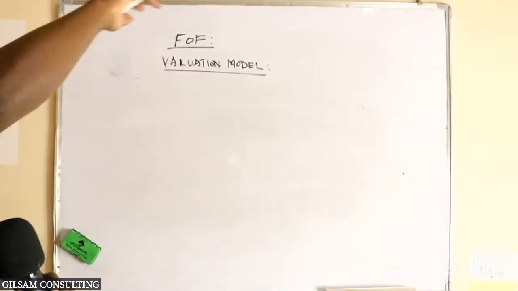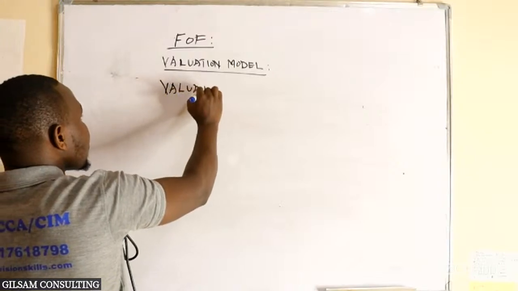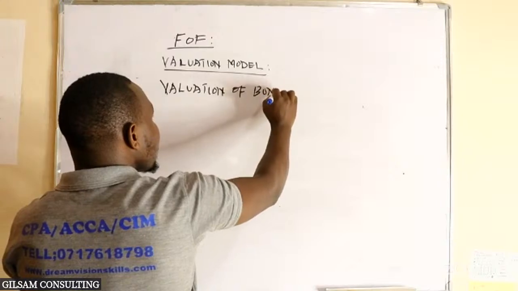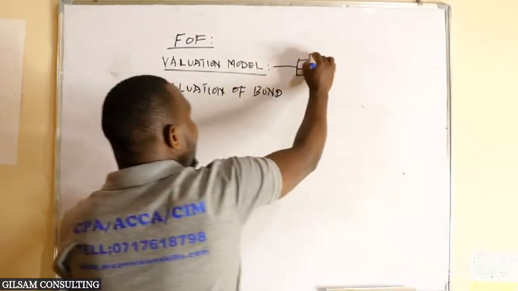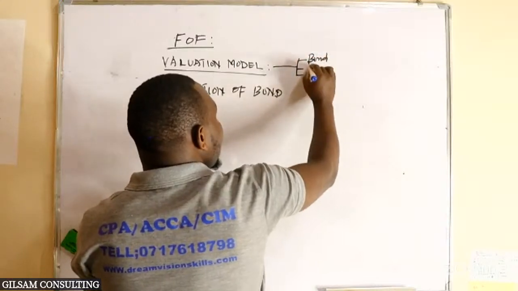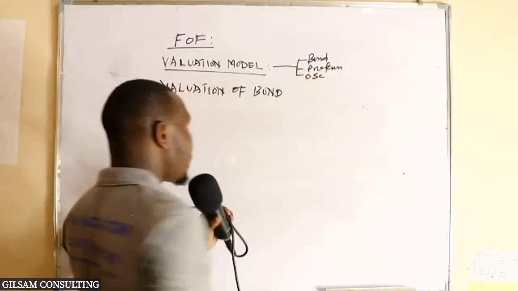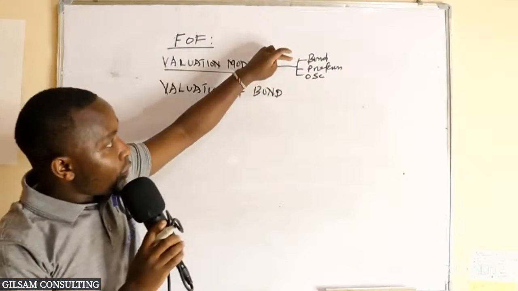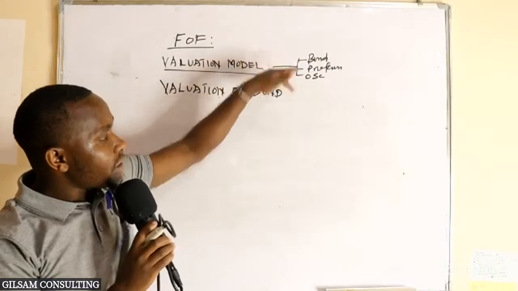So andika valuation of bonds. Remember hizi securities tumesema tuko na 3. Tuko na bonds ama debenture, tuko na preference shares na tuko na ordinary shares. So lazima uangalie each and every security: bond, preference shares na ordinary shares.